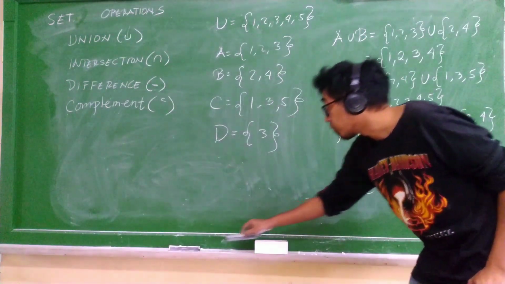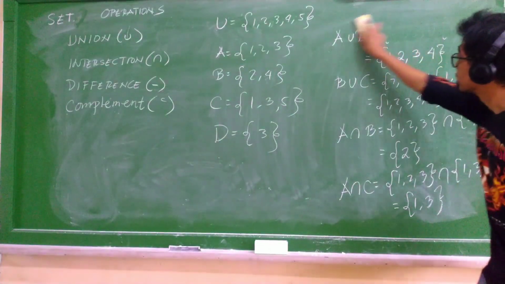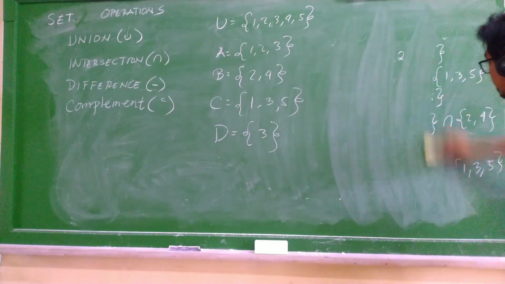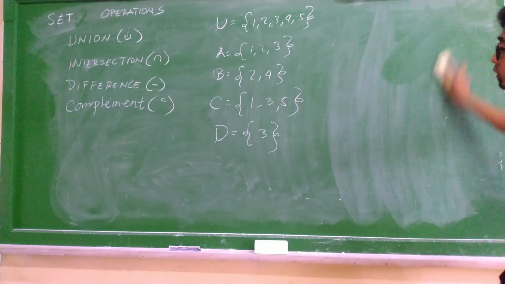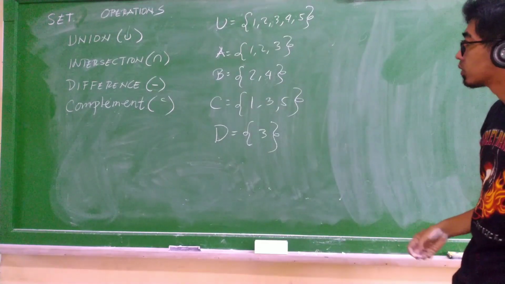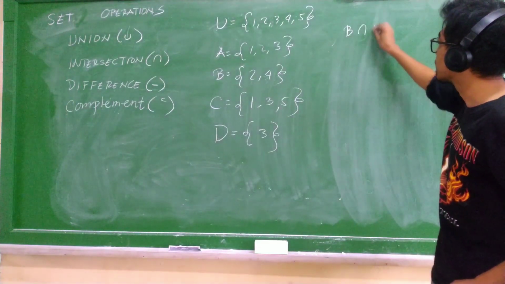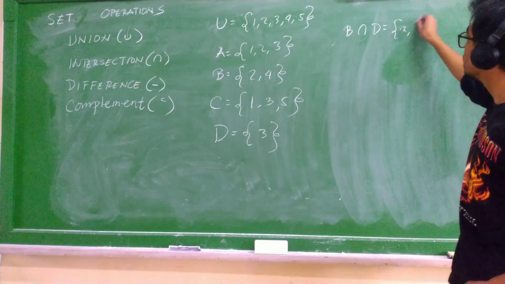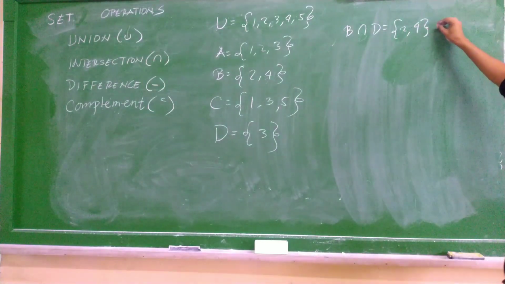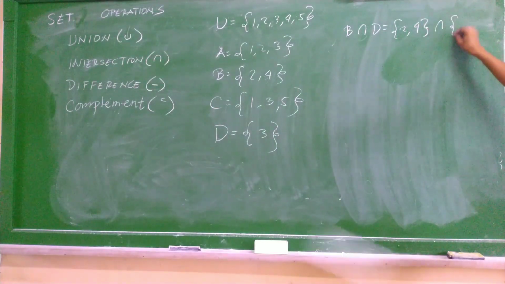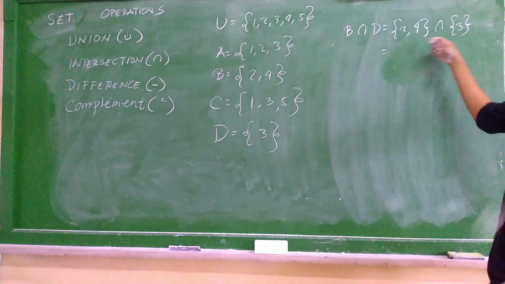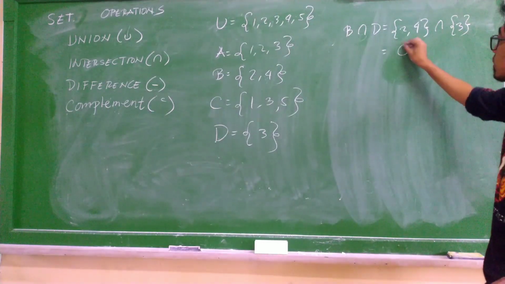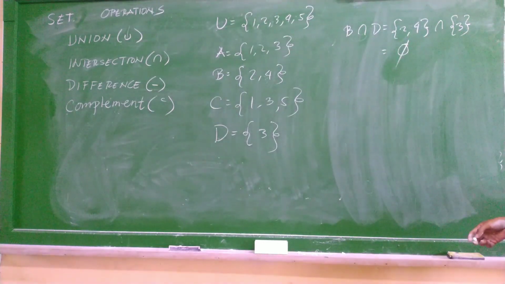So what if we have B intersection D? B is {2, 4}. D is {3}. Do you have elements in common? None. So the answer is empty.